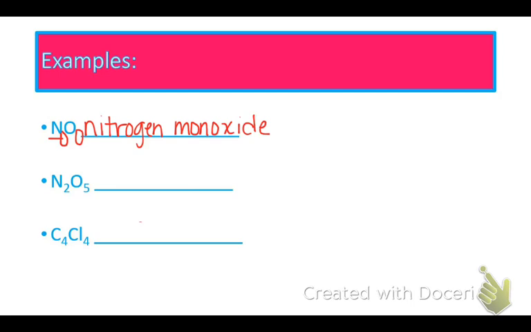Again, the next one, nitrogen, it's a non-metal, so you're going to look and go prefixes. So 2 is di, so you have dinitrogen. Then you have 5, which is pent, or penta. And then oxygen, oxide.